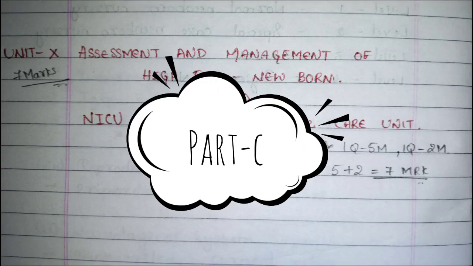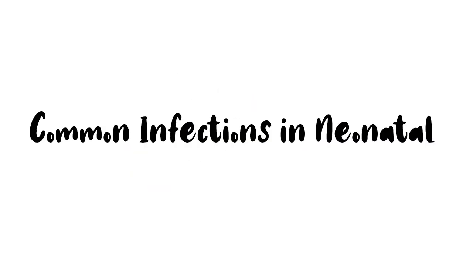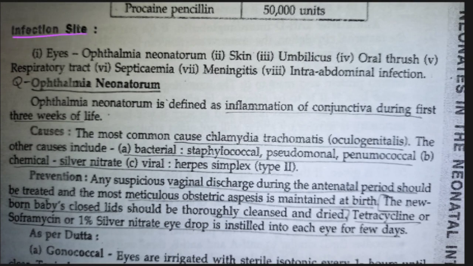It's Unit 10 Part C. Infection sites in neonate babies. In the eyes, ophthalmia neonatorum. In the skin, in the umbilicus, in the oral cavity, oral thrush is the common condition. Respiratory tract infection. In the blood, septicemia, which means sepsis, the infection of the blood. In the cranial system, we have meningitis and IVH condition, and intra-abdominal infection. Now let's see everything in a brief manner.